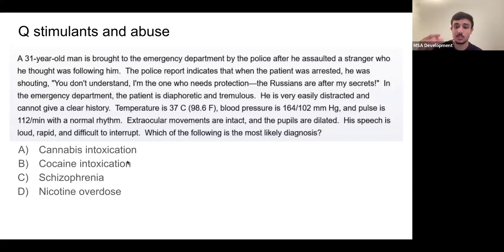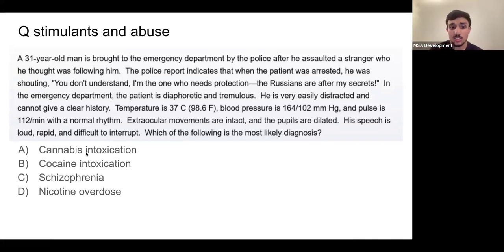Cocaine is a stimulant. That's why it's stimulating everything in this guy, making him aggressive, tachycardic, hypertensive. The cocaine questions are always very easy. Pupil dilation, remember that. Mydriasis, pupils are dilated. It's a longer word, so remember that.